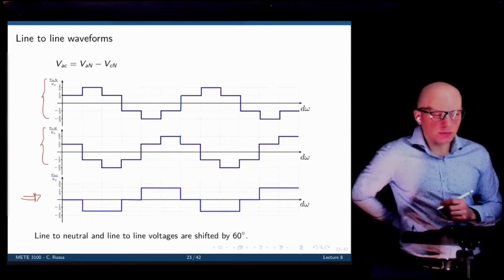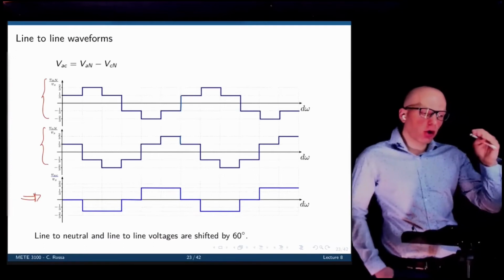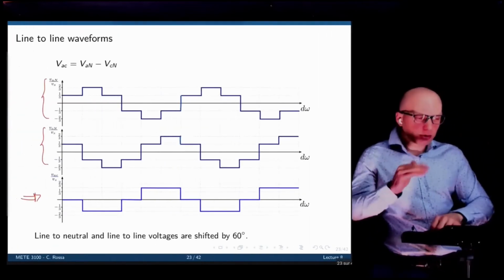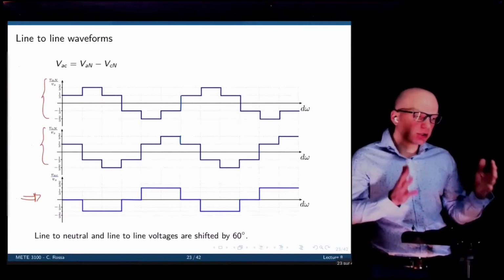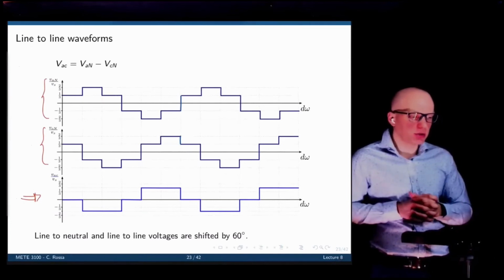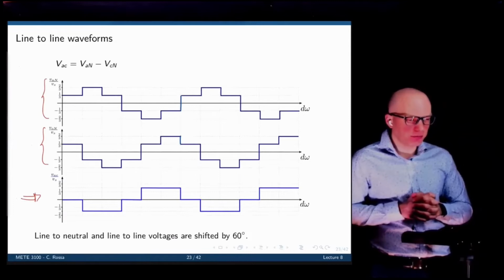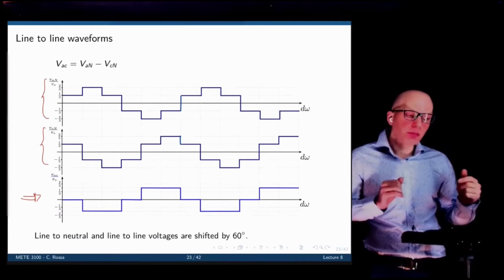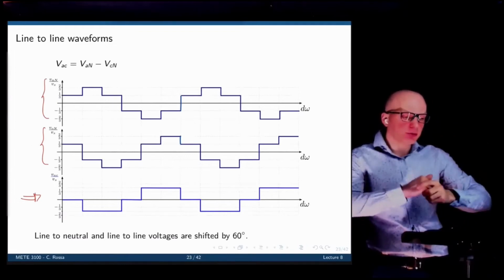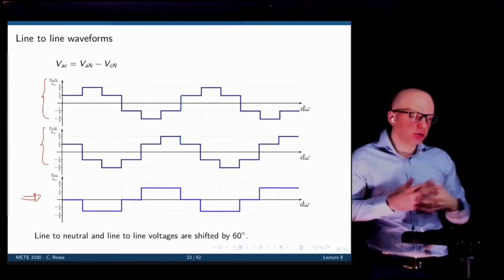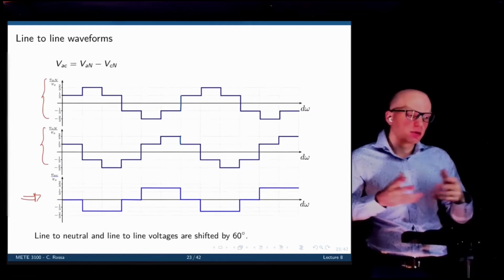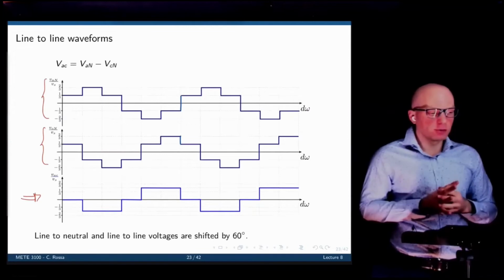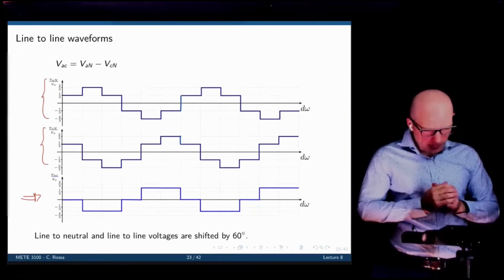And the reason for doing that is that now if we plot all three line to line voltages, we're going to see that the line to line voltages are exactly shifted 120 degrees out of phase with respect to each other. The line to line and line to neutral are shifted by 60. But now if you combine all the line to line voltages, they always have 120 degrees out of phase. And we achieve the goal of having a three-phase inverter, three phases, each being shifted by 120 degrees. Okay.